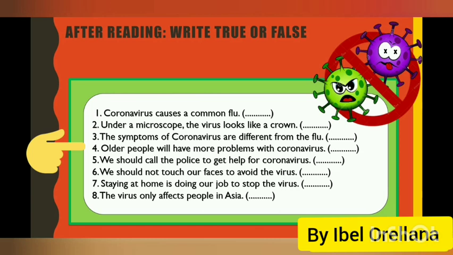4. Older people will have more problems with coronavirus. 5. We should call the police to get help for coronavirus. 6. We should not touch our faces to avoid the virus. 7. Staying at home is doing our job to stop the virus. 8. The virus only affects people in Asia. Now is the time for comparing answers.